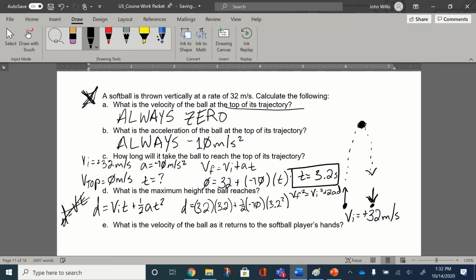This is going to give me a value of, flip it over to get my answer key, 57.8. Your units are meters.